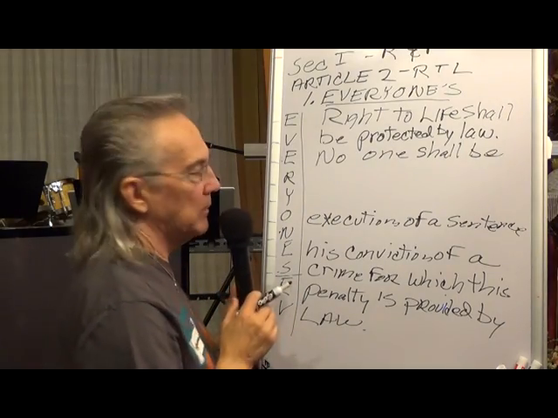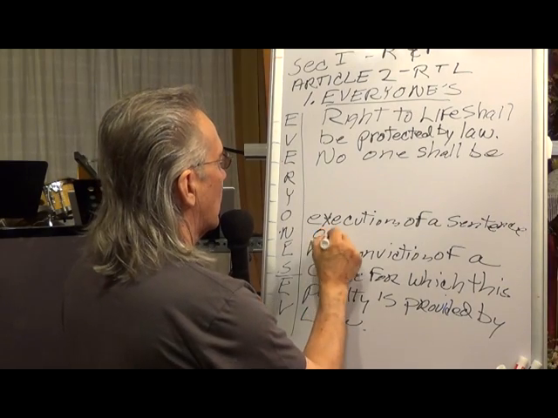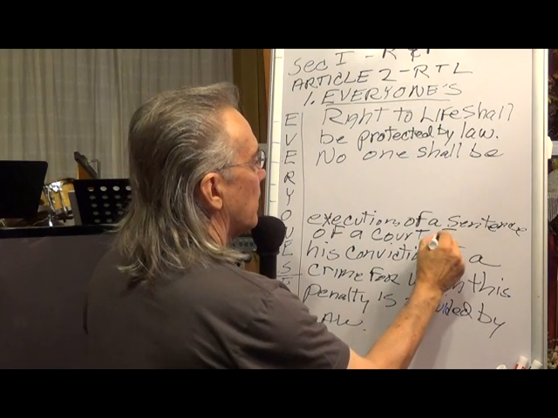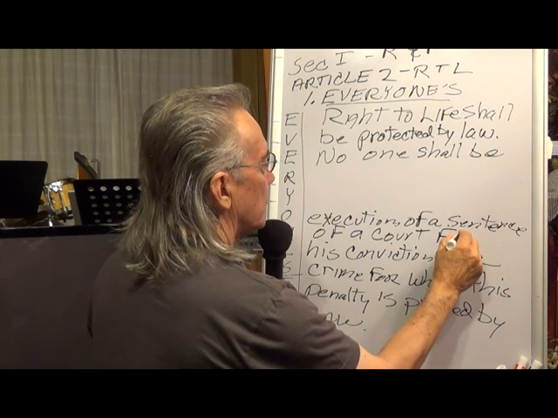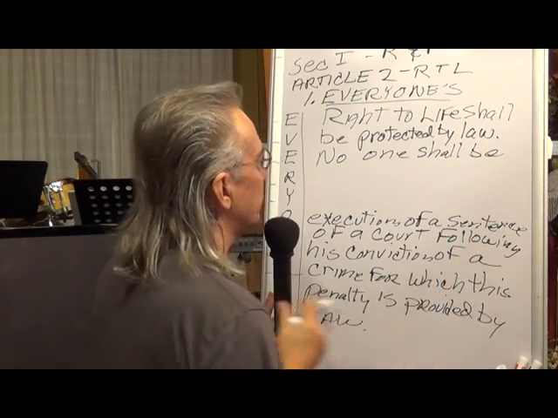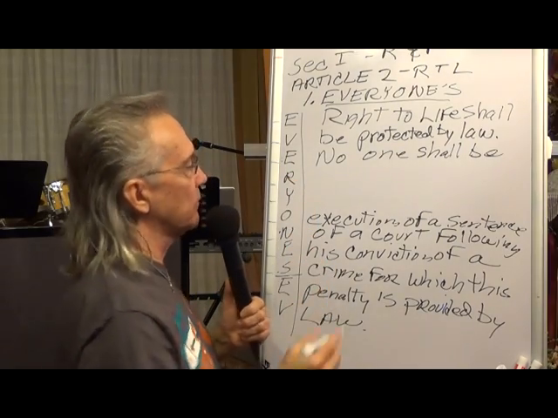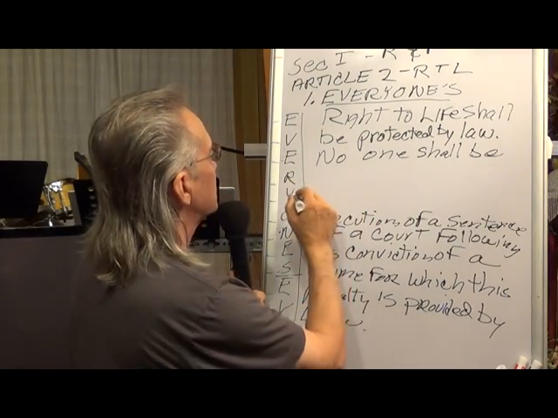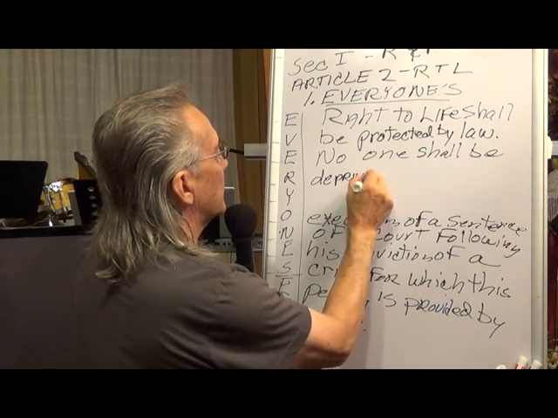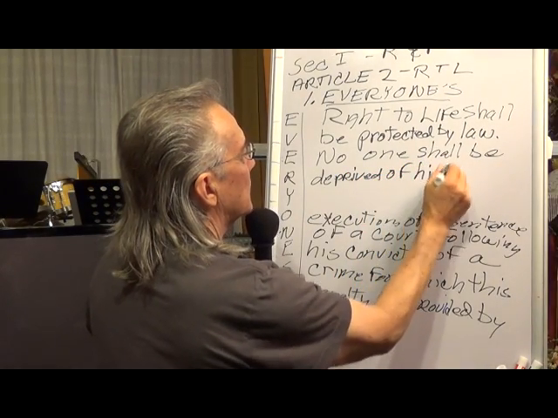Let's look at this N here. Here's another lady. Her name is Nancy. Well, Nancy shares this with me. Of a court following. How do you spell following? Okay. Following. Let's look at R. This is a friend of mine. And it says deprived of his life.